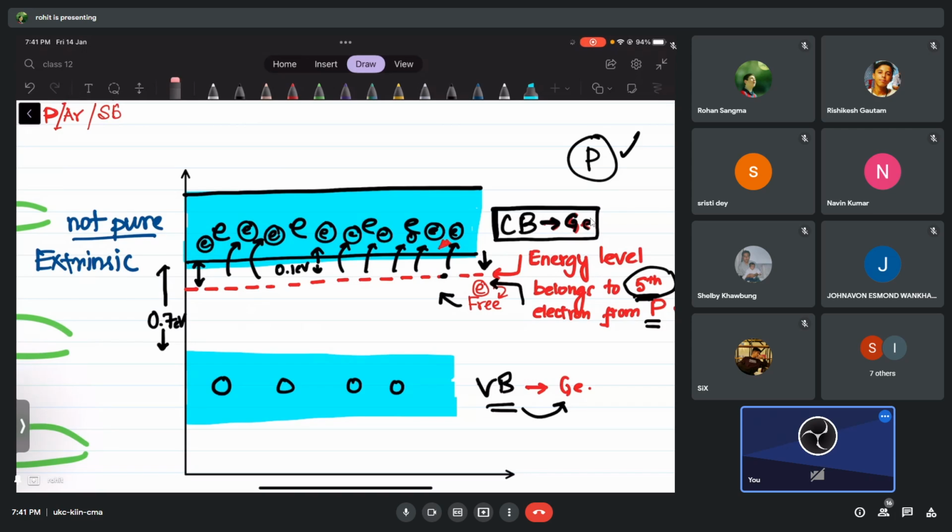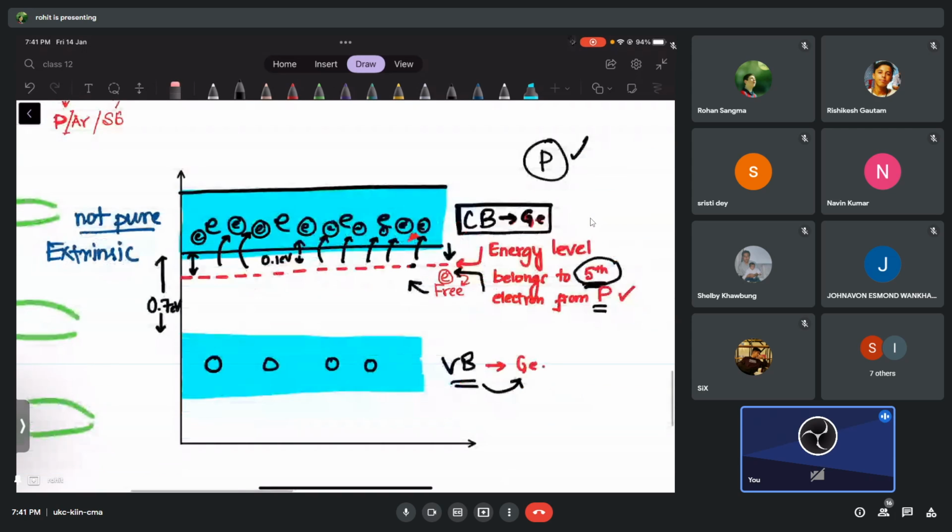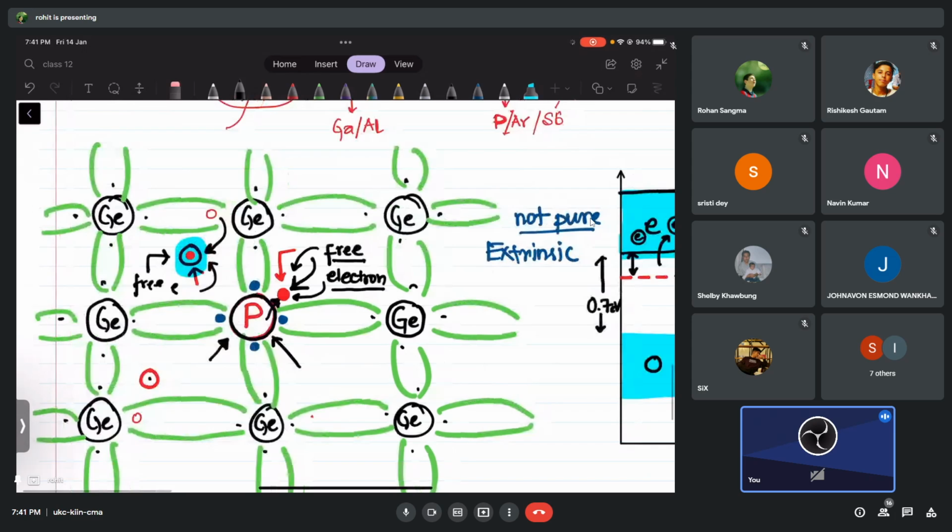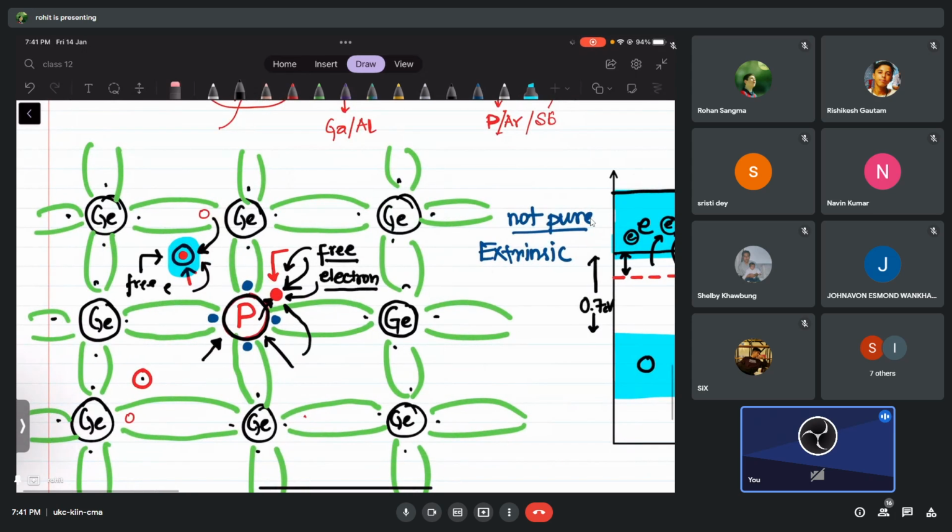This level, which I told you about, is the energy level belonging to the fifth free electron from phosphorus. We call it the donor energy level. Are you clear with the name? Donor energy level. Because why? Because can you imagine phosphorus as if it is donating an extra electron to the germanium crystal or not?